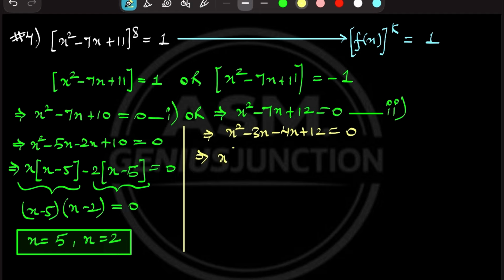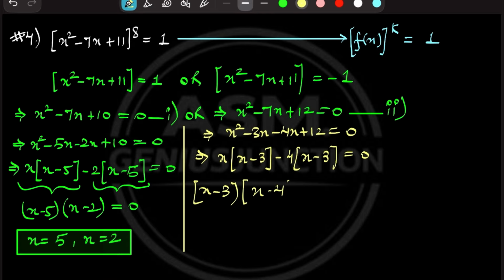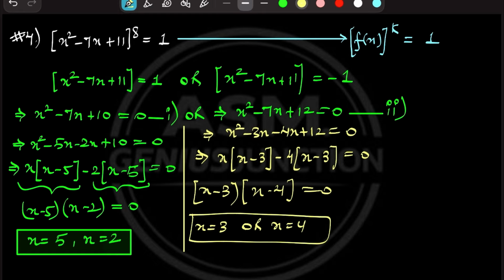Let's take out x common, and I'm having x minus 3 minus 4 common, again x minus 3, put it equal to 0. X minus 3 is common in both the cases and we are left with x minus 4. On solving it, finally we get x is equal to 3 or x is equal to 4. So these are the final answers for the given question, right?